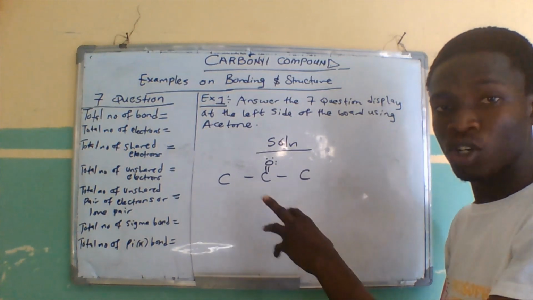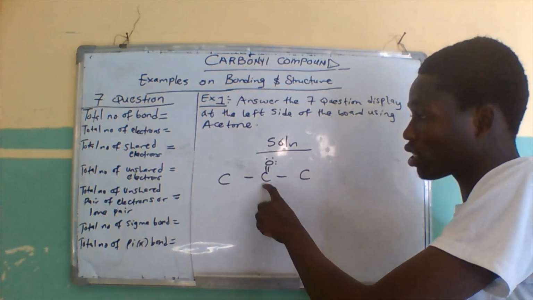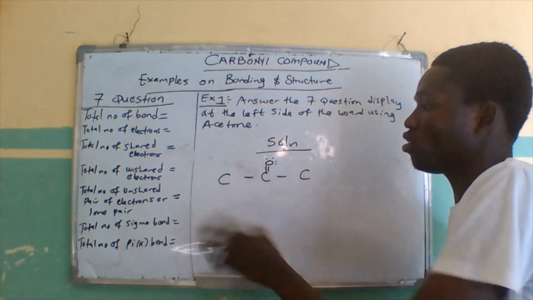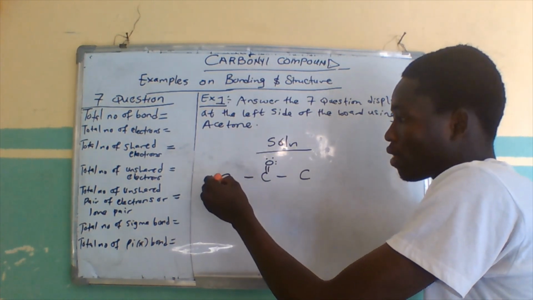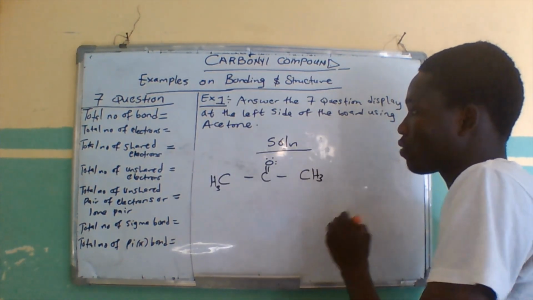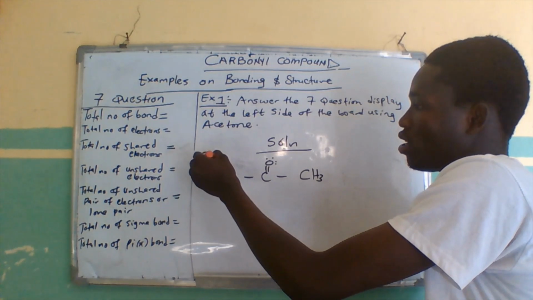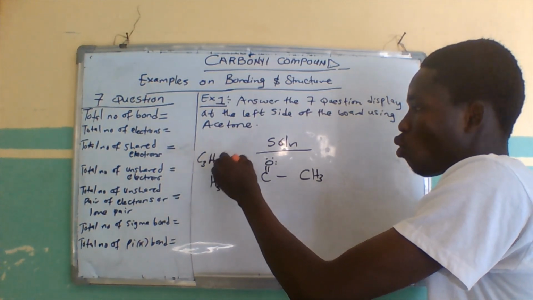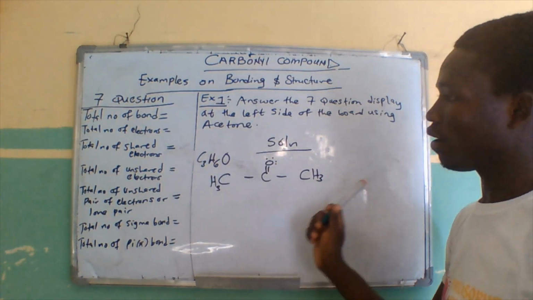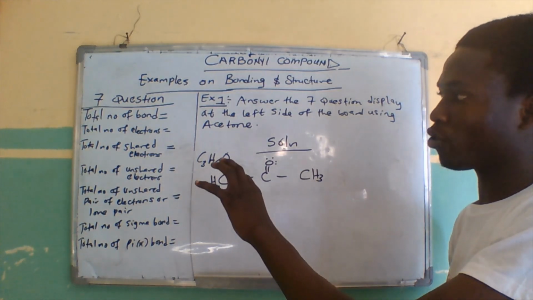Now, each carbon has 4 bonds. So if I'm going to complete this, the carbon at the middle has got 4: 1, 2, 3, 4. So that's okay. So put 3 here and put 3 here. And that's why the molecular formula of this is C3H6O.